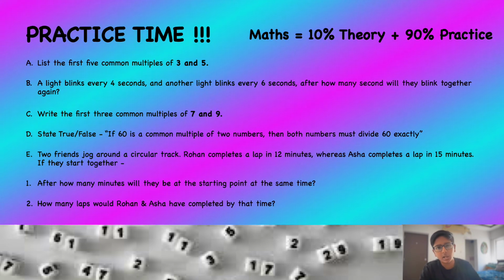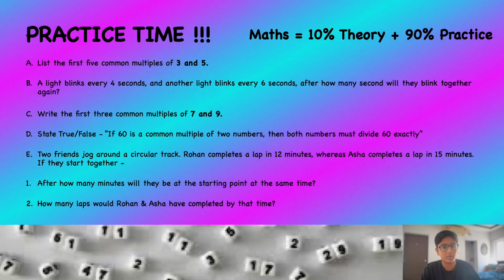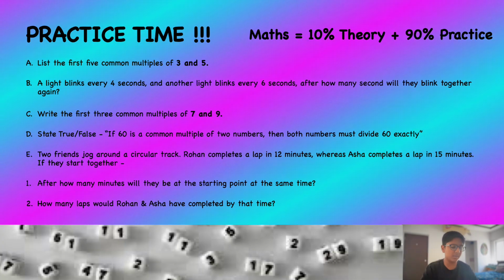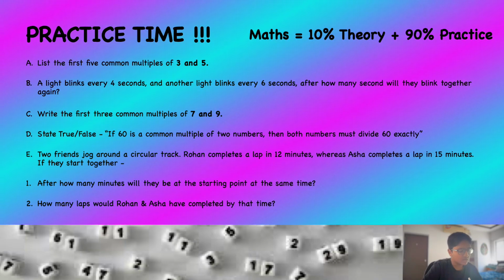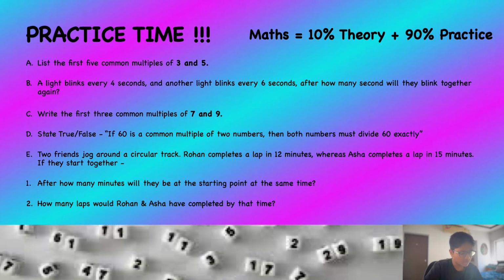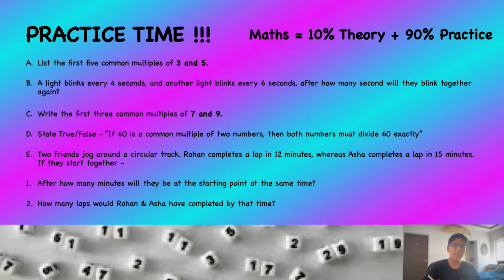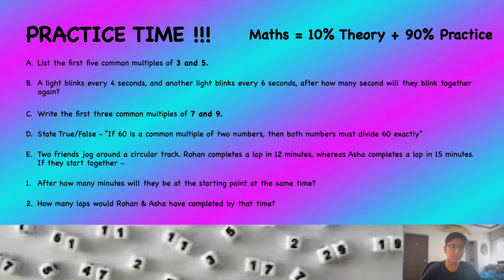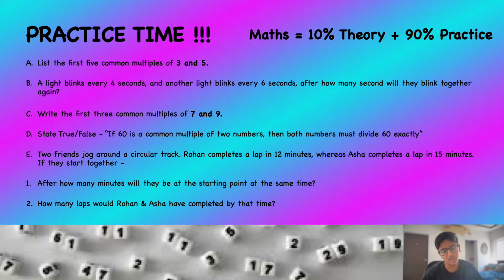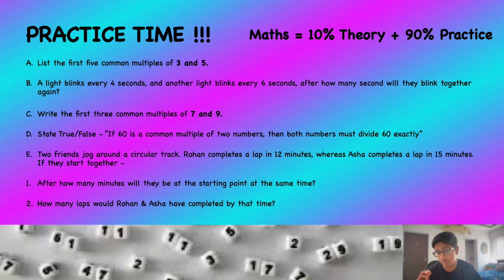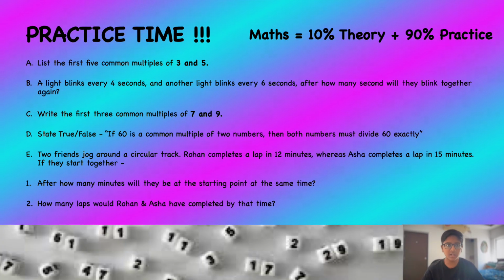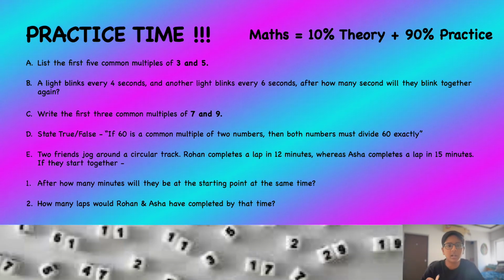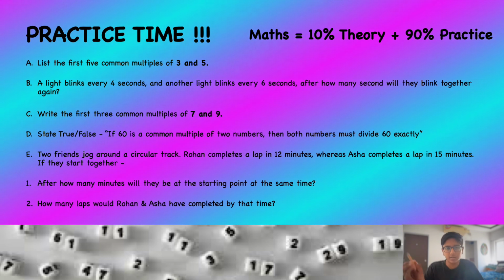Shall I tell you one trick? What is 3 into 5? 3 into 5 is 15. So the first 5 common multiples will be the 15 table, which is 15, 30, 45, 60, and 75. It is as simple as that. We do not need to worry, because if we write all the multiples and then see which one is common in all of them, it's very tiring. And since we know multiplication, it's very simple to write 3 times 5 and then continue with that.